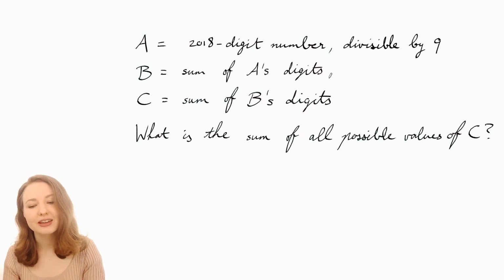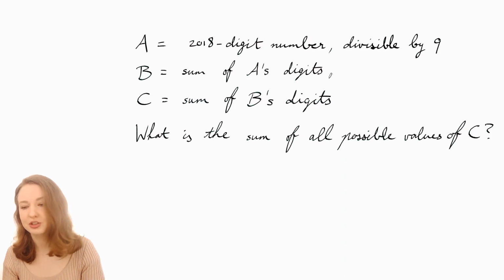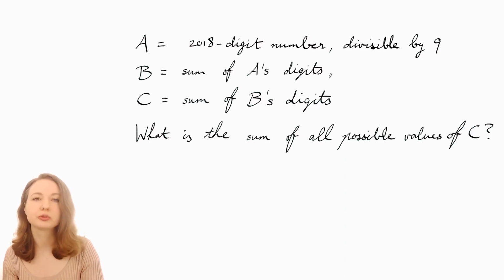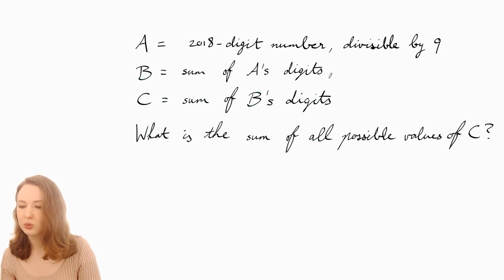In this question, A is a number with 2018 digits and it's divisible by 9. B is the sum of A's digits, C is the sum of B's digits, and the question is what is the sum of all possible values of C? So we've got to work out what C can be and then add up all those possible values.